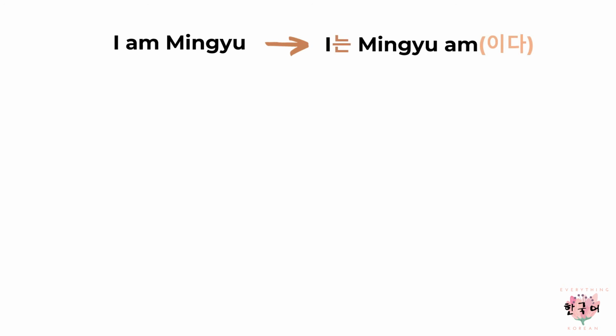Let us now try and introduce ourselves using that structure. For example, I am Mingyu. In this structure, we describe I using another noun, which is our name. So therefore, we use that structure. So we say, I는 민규이다, which represents am if translated.